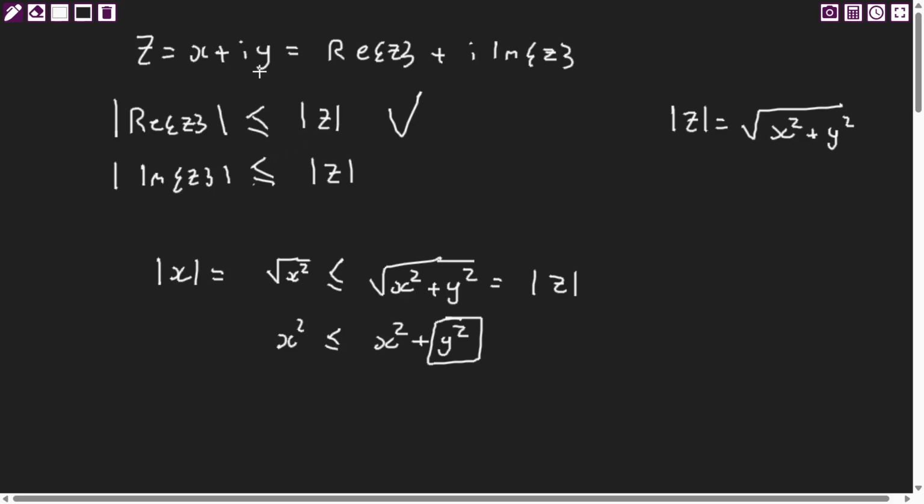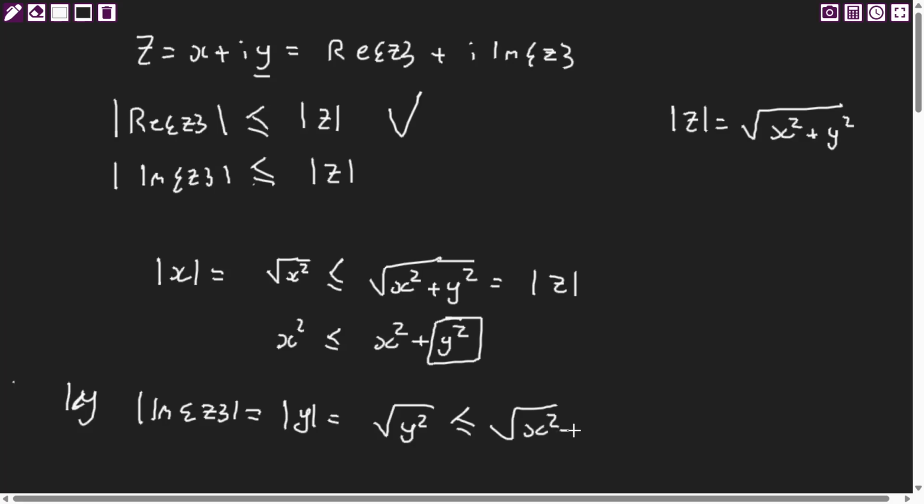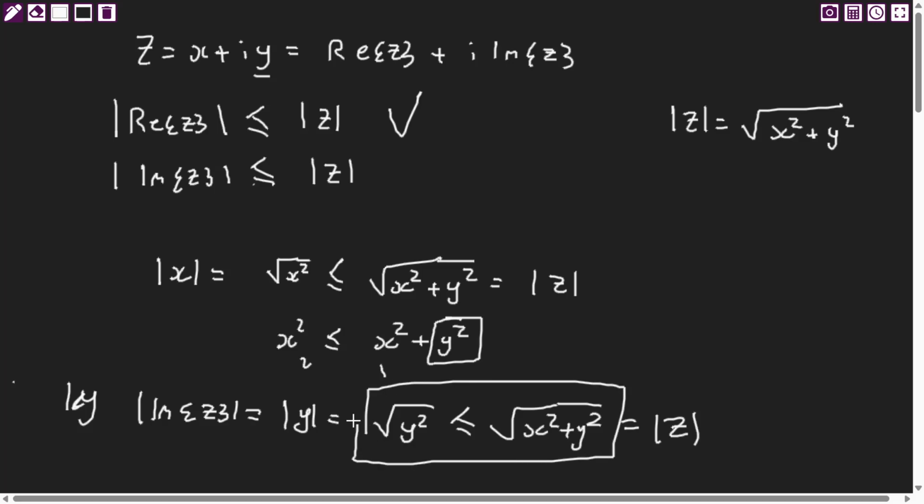The imaginary part is just y. So the modulus of the imaginary part of z is equal to the modulus of y, which is just the square root of y squared, which is less than or equal to the square root of x squared plus y squared, which is the modulus of z. And using the same thing with squaring both sides illustrates this inequality even clearer. So like I said, quite straightforward.